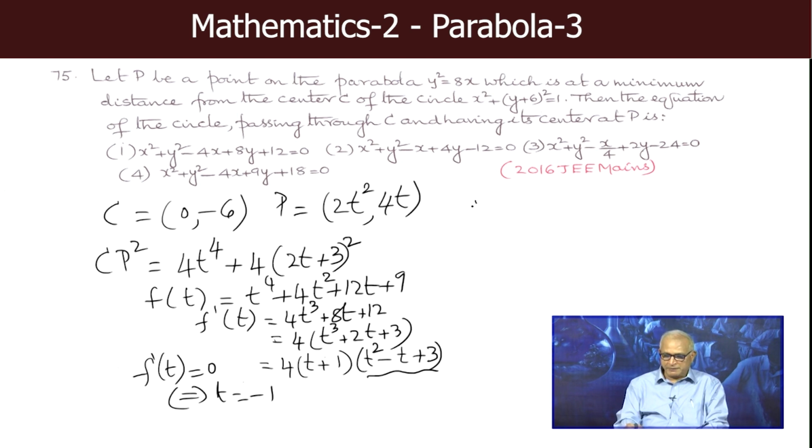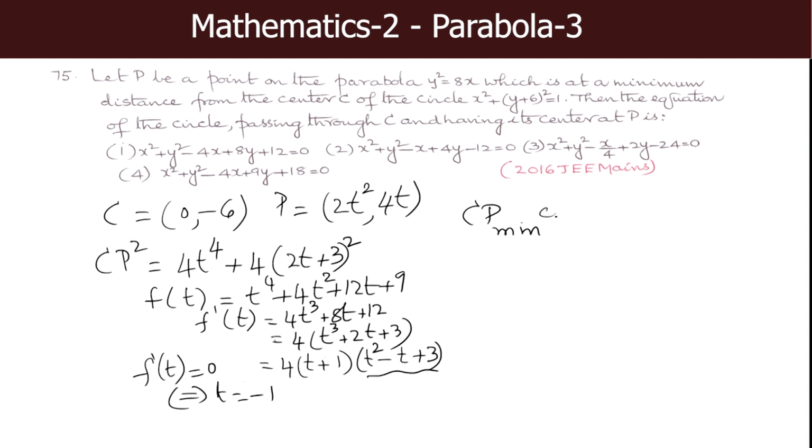Though CP minimum corresponds to P, when t is minus 1, P is (2, -4). So, that is the point P on the parabola which is at minimum distance from the center C of the circle x² plus (y plus 6)² equal to 1.